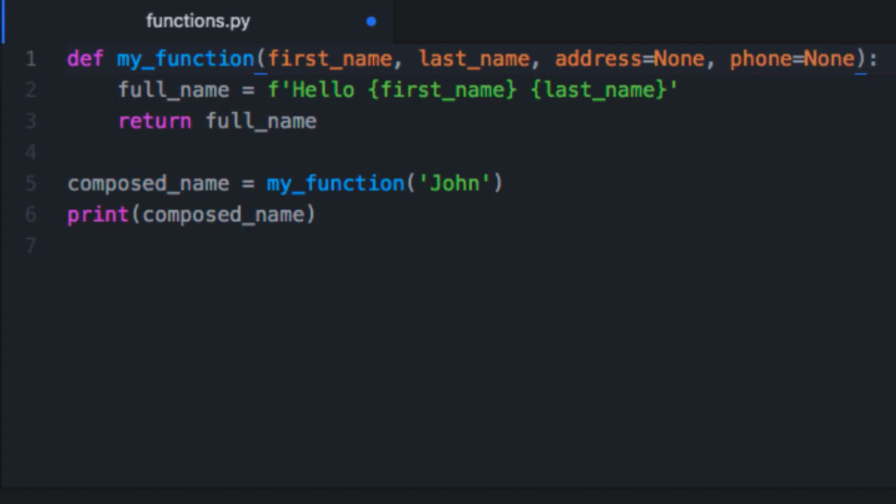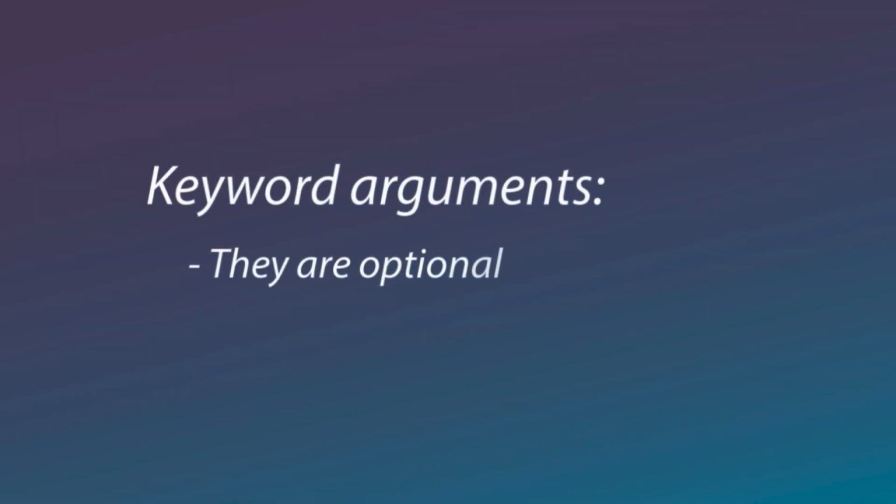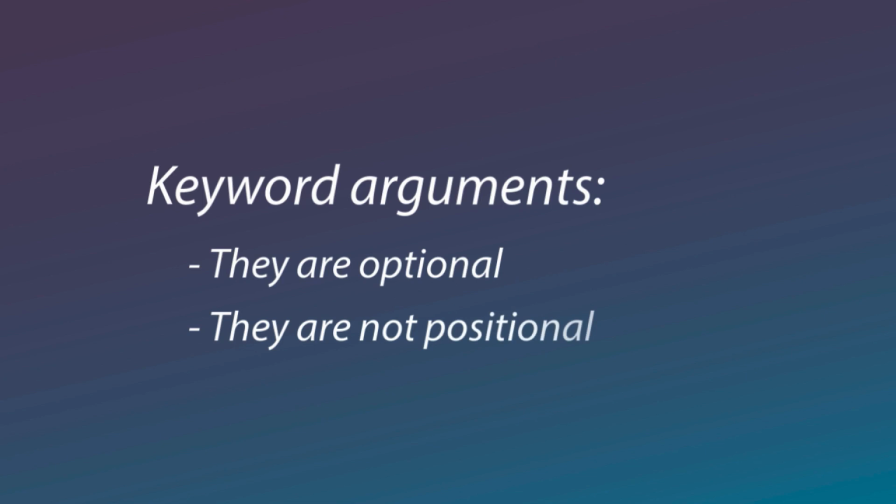By pre-assigning the value None to these arguments, you are declaring them to be keyword arguments, which have the following characteristics. They are optional. You can pass them on the function call or not. They are not positional. You can pass them in the order they are set in the function, or you can call them in a different order if you pass their keyword names.